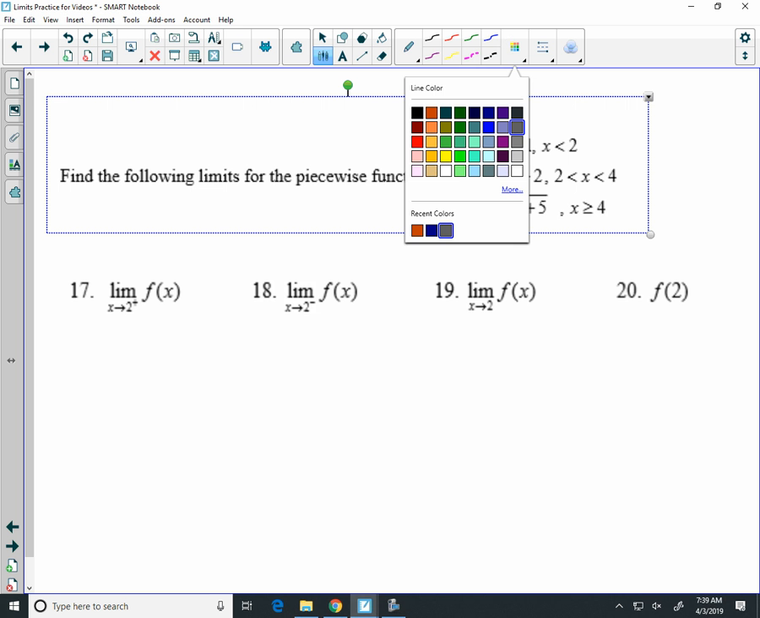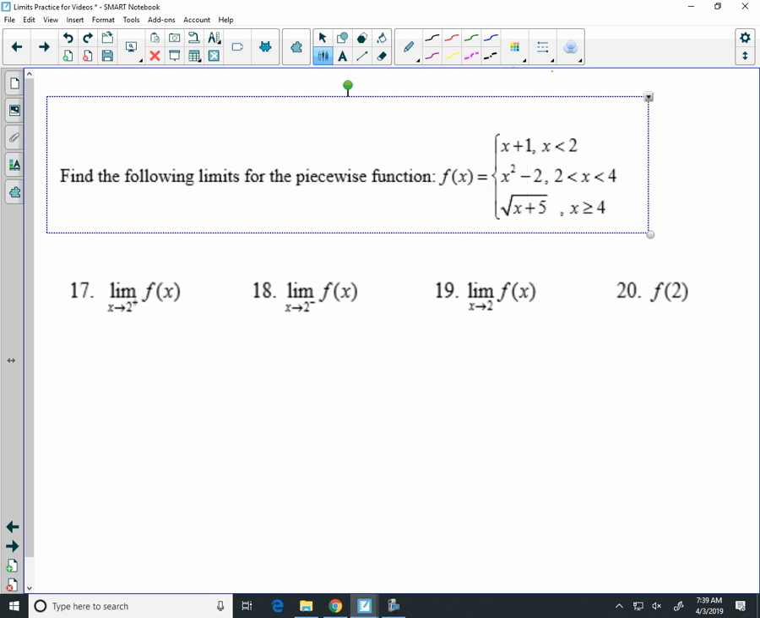As I'm looking at the piecewise function we have here, we have x plus 1 is what our function is doing when x is less than 2. Between 2 and 4, our function is this little parabola, and greater than or equal to 4, our function is this square root. 17, 18, 19, and 20 are all talking about what's going on at 2.